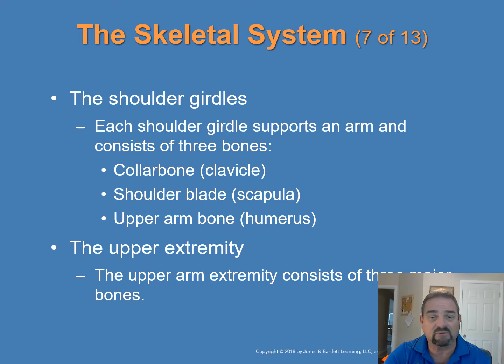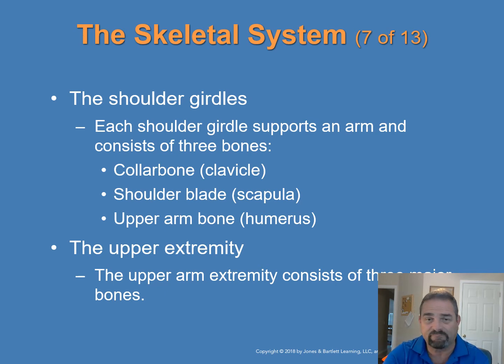Let's get rid of me real quick so you can see that. Okay, let's see here. All right, 3 major bones. There you go. The upper extremity consists of 3 major bones.